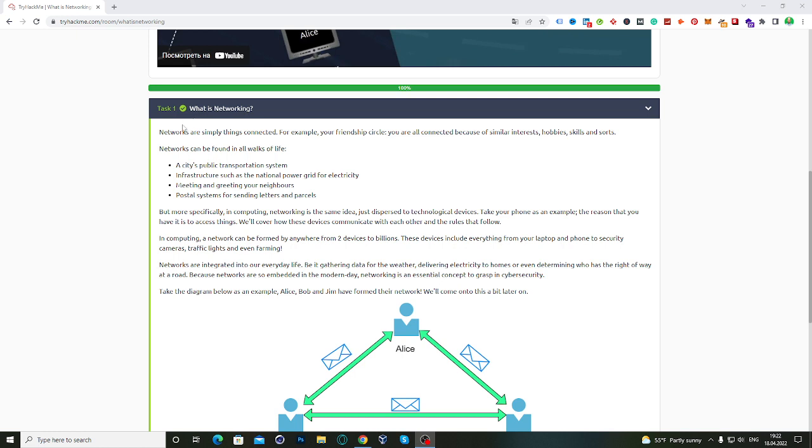What is networking? Networking is simply things connected. For example, your friendship circle. You are connected because of similar interests, hobbies, skills, and so on. Networks can be found in all walks of life: a city's public transportation system infrastructure, such as the national power grid for electricity, meeting and greeting neighbors, postal systems for sending letters and parcels.